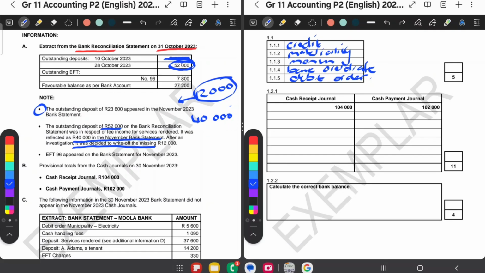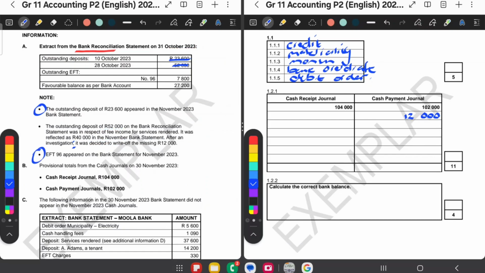So where are we going to write that off? If you have to cancel a deposit, a deposit will normally go to the CRJ. So when you cancel it, it must go to the CPJ. So let's go cancel it. It was on the bank statement. But in our books, we made the mistake. We entered too much. Can you see a deposit of 52,000 was too much because the 12,000 went missing. So we have to take the 12,000 away and a deposit is cancelled in the CPJ.